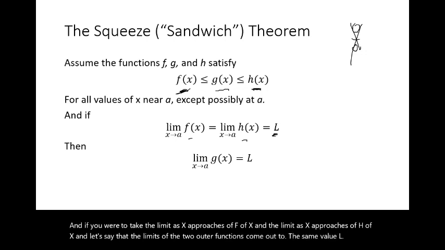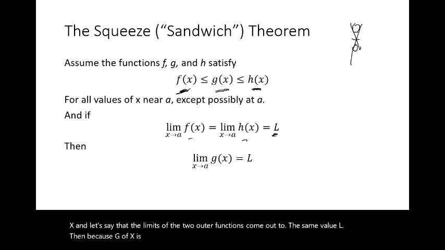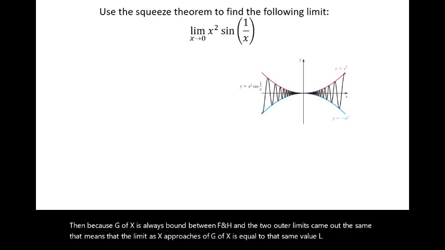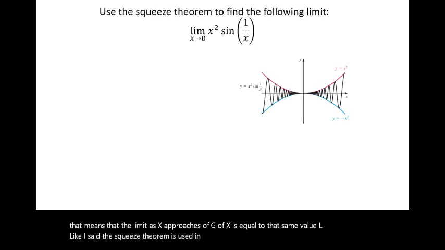Then, because g of x is always bound between f and h, and the 2 outer limits came out the same, that means that the limit as x approaches a of g of x is equal to that same value L. Like I said, the squeeze theorem is used in very specific scenarios. This is one of them.